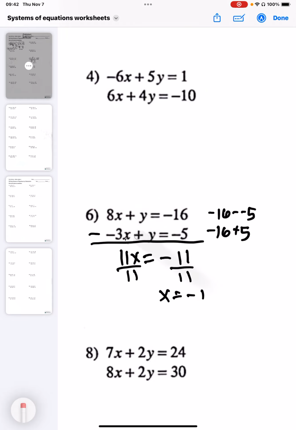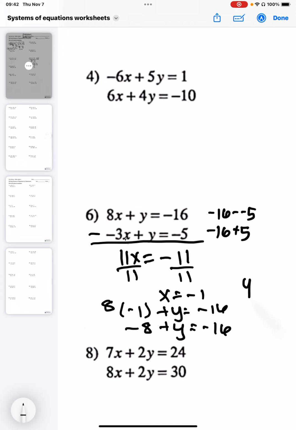Okay, so then we're going to plug our negative 1 back into this original equation. So I'm going to get 8 times negative 1 plus y is equal to negative 6. So we get negative 8 plus y is equal to negative 16. We can subtract 8 from both sides... we get y is equal to negative 8. Our final answer is going to be negative 1, that's our x value, and our y is negative 8.